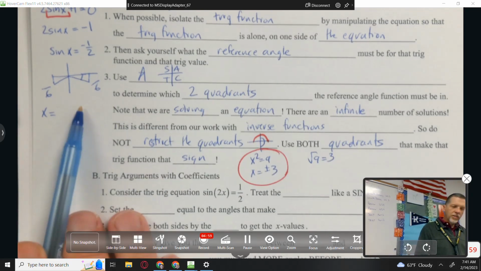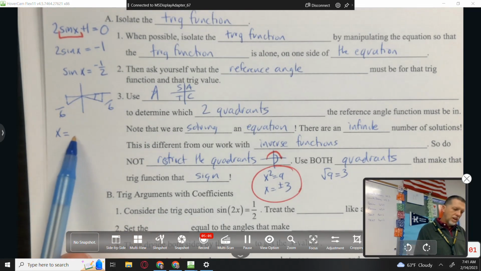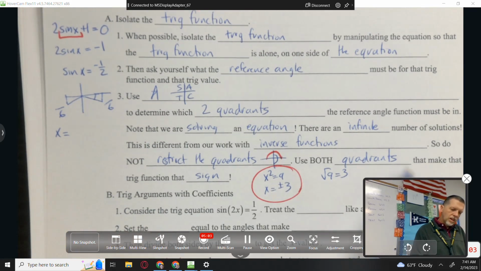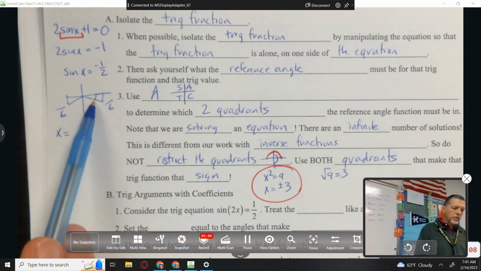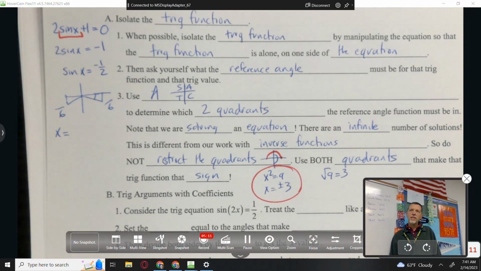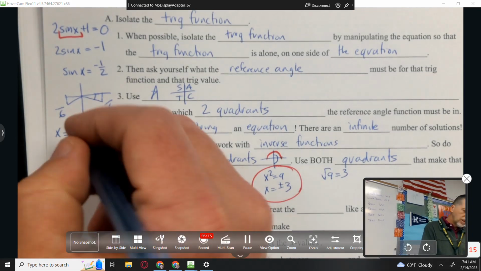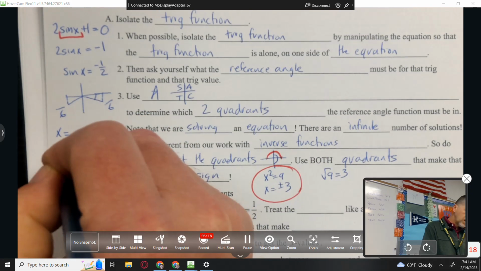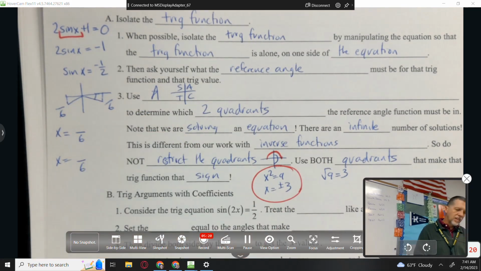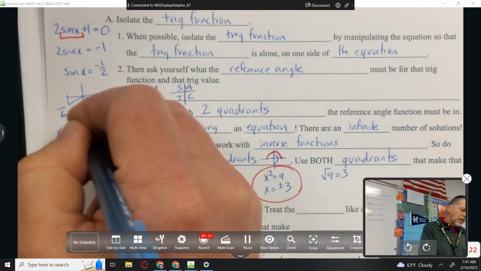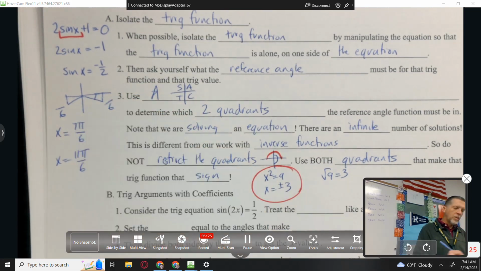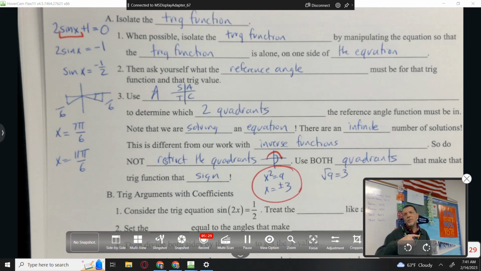So actually, let's go back and finish this problem here. I didn't specify, but what angles does this happen at? What are these two angles? I know they're both over 6. Okay, 7 pi over 6 and 11 pi over 6. And I'm not worried about 11 pi over 6 versus negative pi over 6 because we're not worried about that restriction stuff anymore.